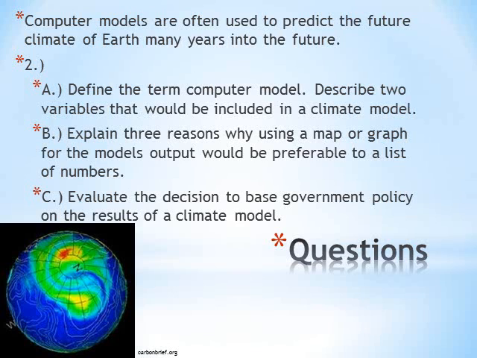Okay, the second question is a multi-part question. It says, computer models are often used to predict the future climate of Earth many years into the future. So, part 1. Define the term computer model. Describe 2 variables that would be included in a climate model. Part 2. Explain 3 reasons why using a map or a graph for the model's output would be preferable to a list of numbers. Part 3. Evaluate the decision to base government policy on the results of a climate model. Take some time now to write your answer.